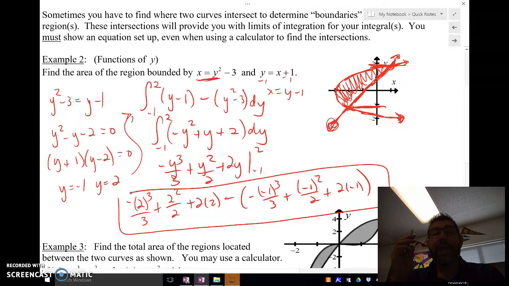Okay, so that is area between two curves. And again, if you struggle with this, since I went kind of fast, I do have another video. Just search on my YouTube channel, area between two curves, and I've got another video in which I do a couple more examples.